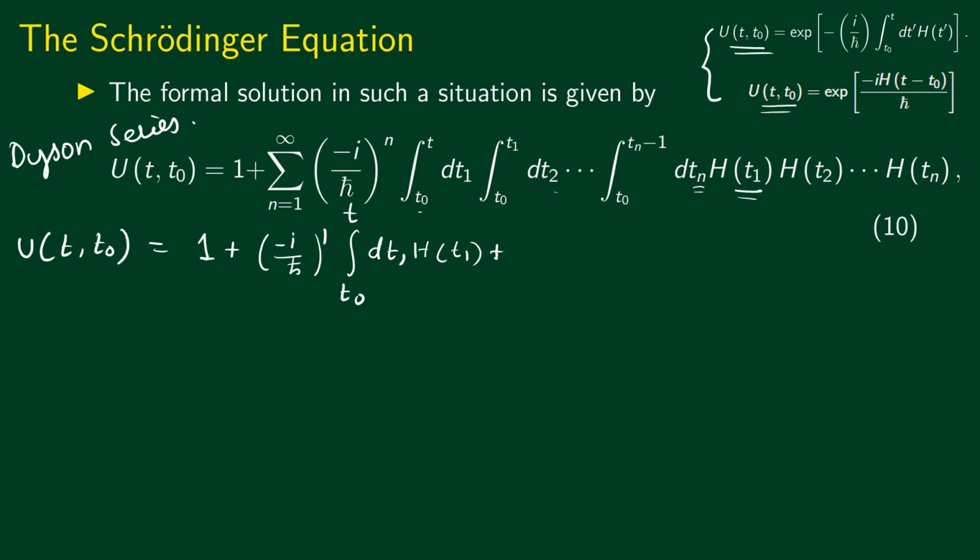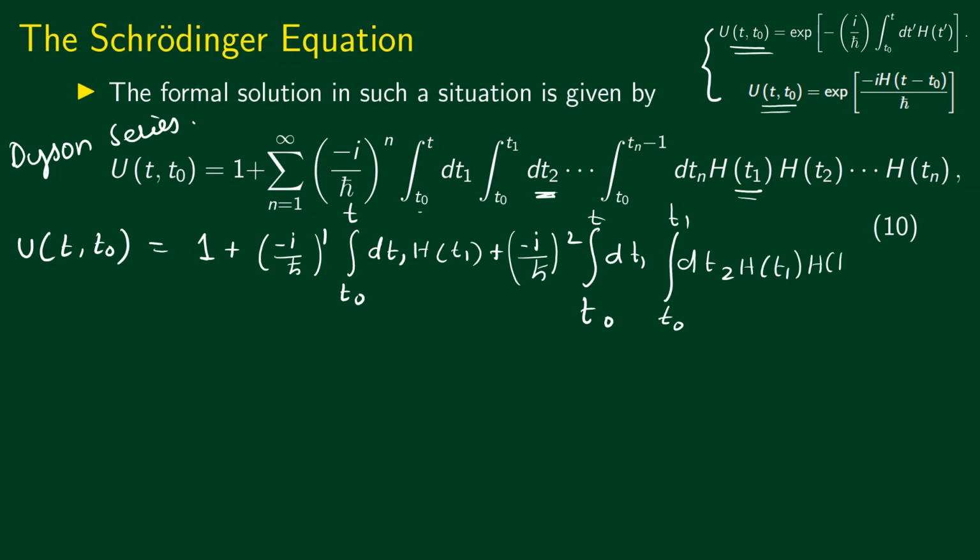What's the second term? It's minus i by h bar square. So you're looking at the n equal to 2 term. You see that the integral should go from t0 to t for dt1, and t0 to t1 for dt2, because we have to go up to dtn. So the n equal to 2 term would be the integral t0 to t dt1, integral t0 to t1 dt2. So we have reached up to n equal to 2, and then we have got H of t1, H of t2, plus etc. and the higher order terms.